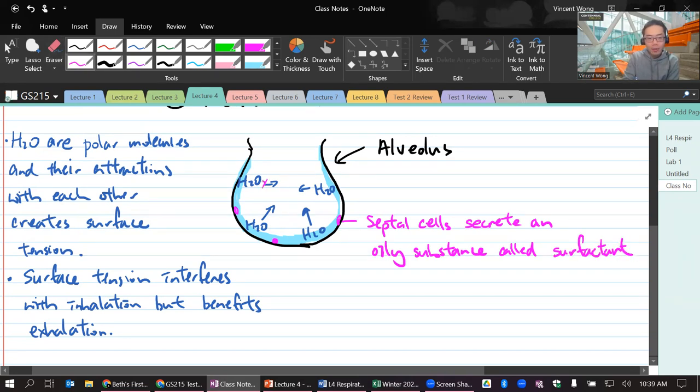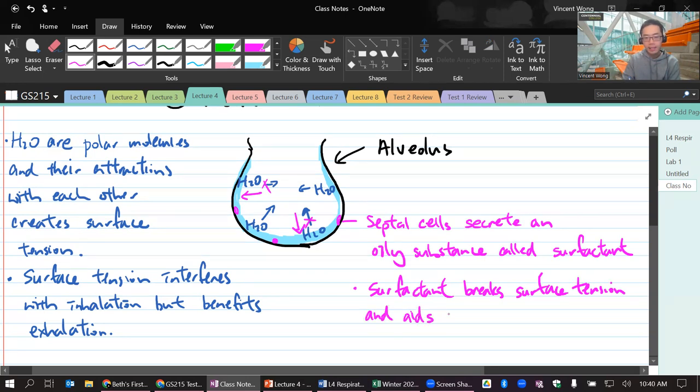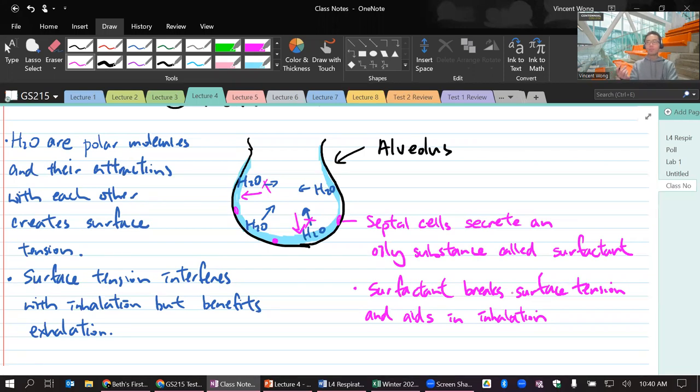So the surfactant will actually counteract some of this surface tension, because like oil and water don't mix together, right? And it creates an opposing force that will allow the alveolus to open. Okay, so the surfactant breaks surface tension and aids in inhalation. Right, so by allowing the alveoli to expand, you will help with breathing in. But breaking the surface tension will reduce the elasticity of your lungs, of the alveoli.